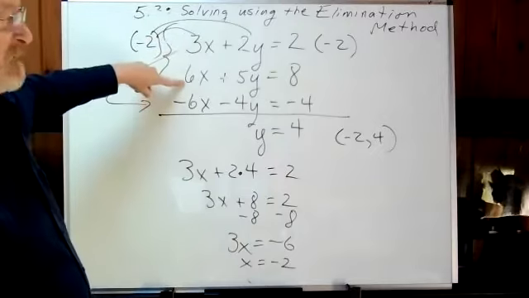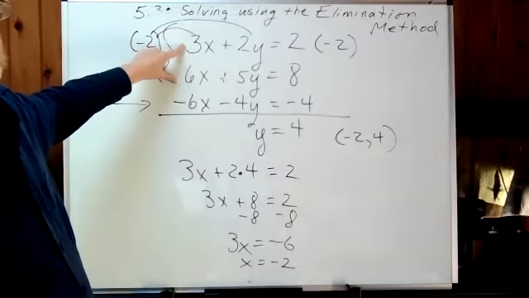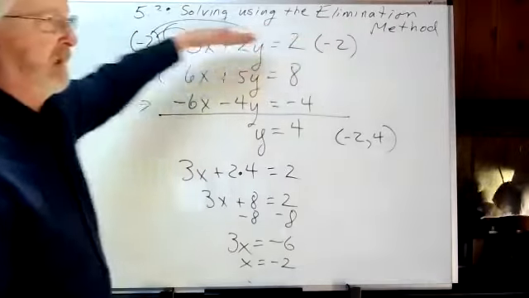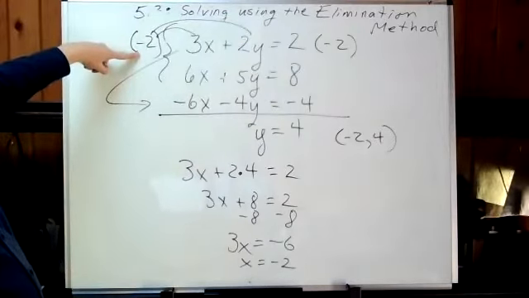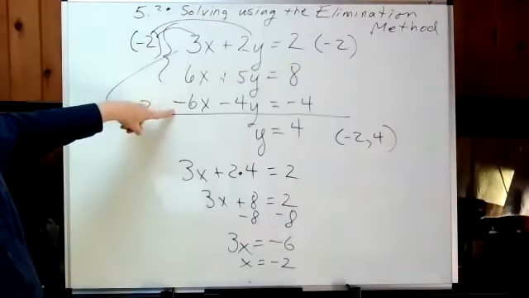So by this being a 6, I could change this 3 into a 6 pretty easily, as long as I multiply the entire equation by that factor of -2. So that's how I chose what to multiply by. I wanted it to become -6.